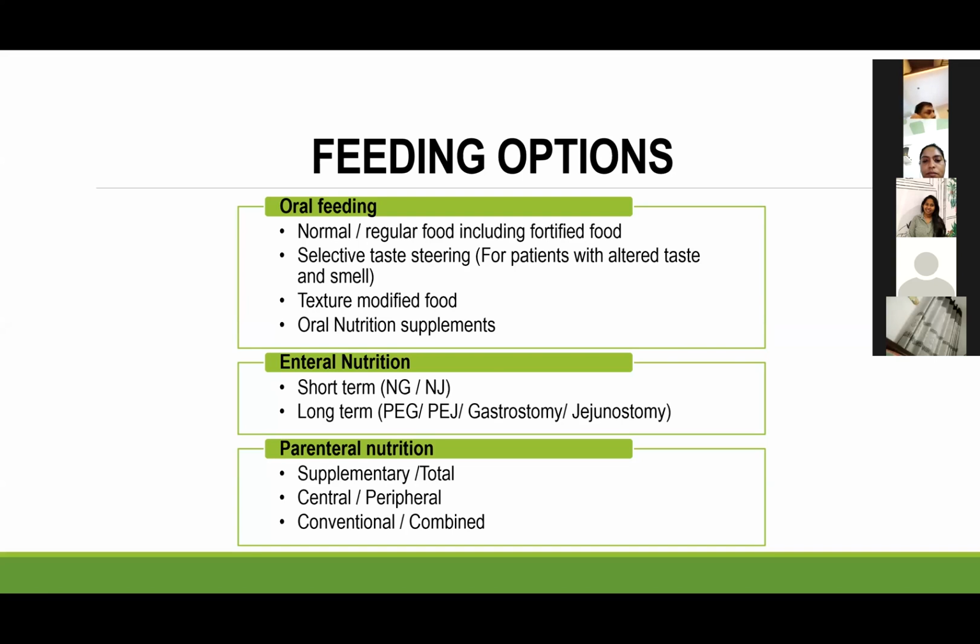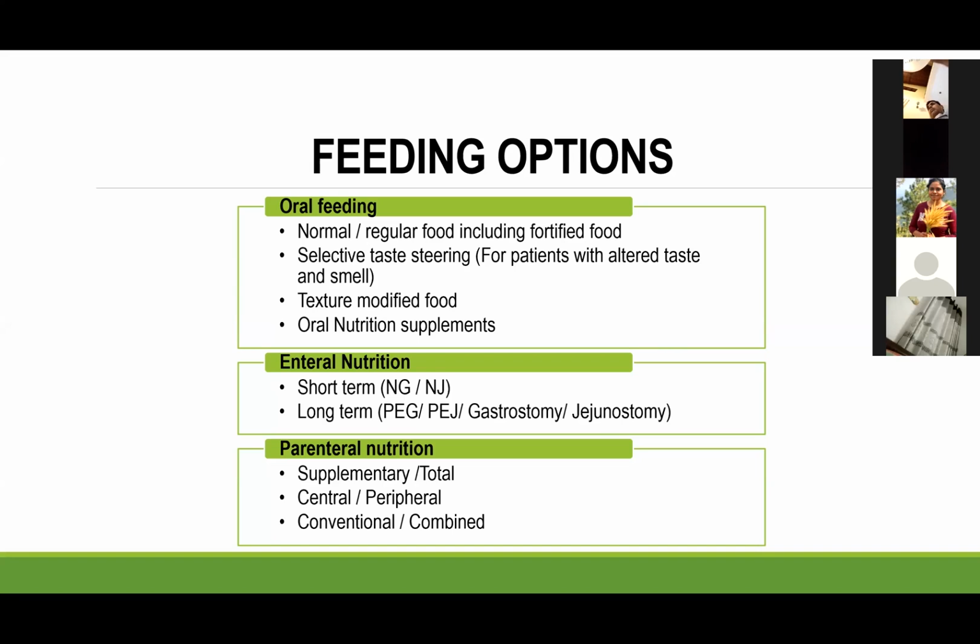And the second step is, if they are unable to feed orally, then we have to go with enteral nutrition. If it is short term, then we can do NG and NJ feeding. But if it is long term, definitely we have to go for the PEG and the jejunostomy. This is very important, because most of the time people get delayed in inserting PEGs, and it will really affect the patient's overall prognosis.